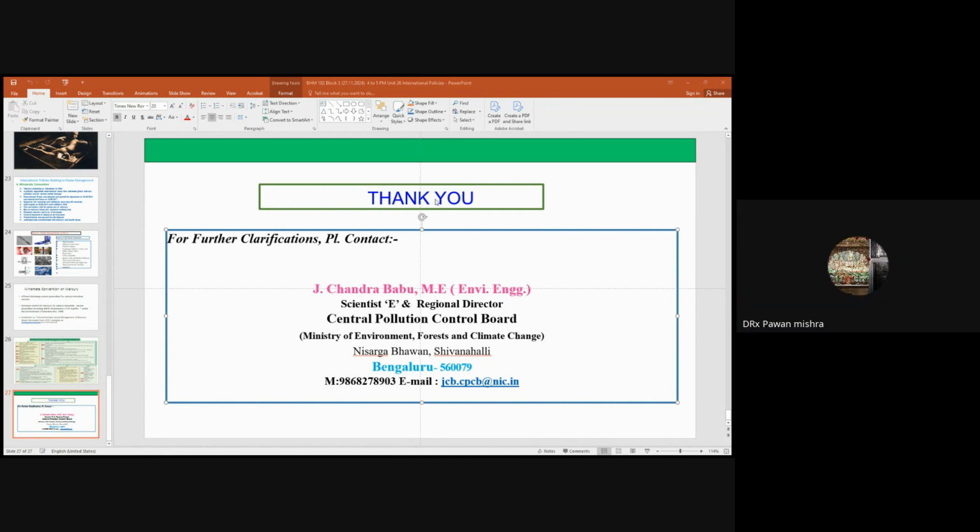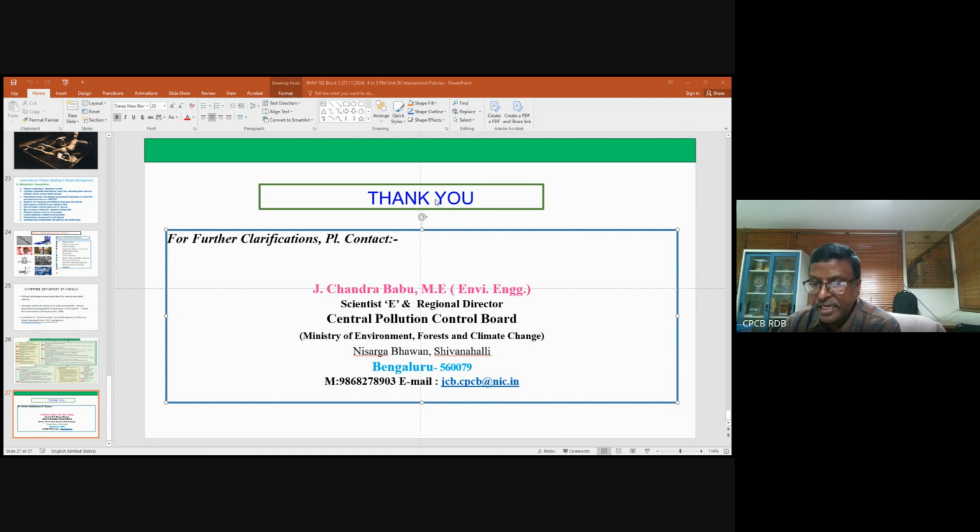For most of the X-ray films, you have to follow the Atomic Energy Regulatory Board guidelines only. If you ask me, I don't have much knowledge on this.